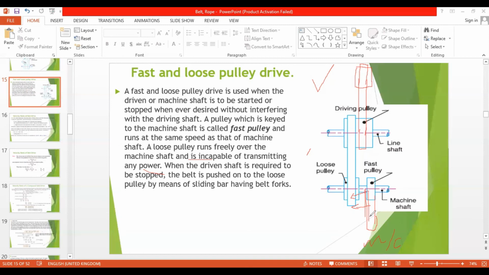And driving pulley is always going to run. We don't have to do anything with the driving pulley. So what will I do if I want to stop my machine? I will deal with the driven pulley only. What I do with the follower pulley, I will move the belt from the follower pulley, which is attached with the machine, to the loose pulley, which is not attached with the machine. So power is not going to be transmitted, but the pulley is going to run. Since it is not connected with the machine, there won't be any work, right? So this is what is called the fast and loose pulley drive. Okay.